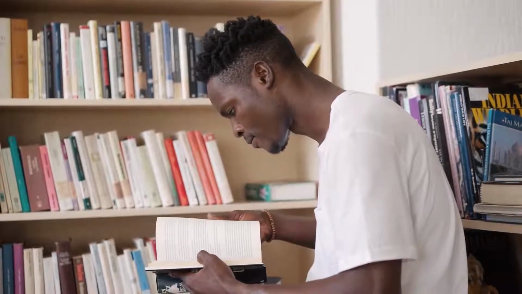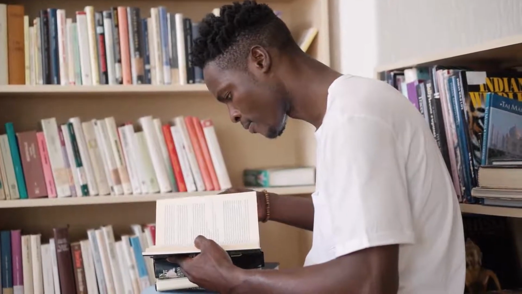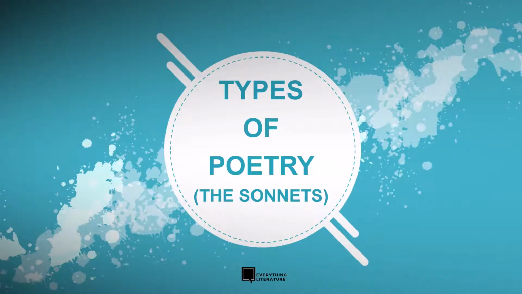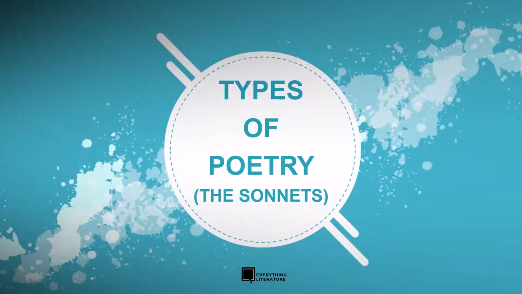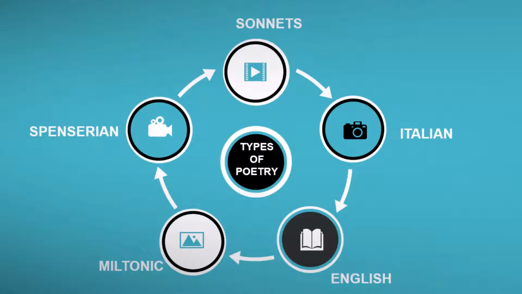Hence, the focus for today's class will be on types of poetry. Specifically, we'll be talking about sonnets. Mention them: the Italian sonnets, the English sonnets, the Miltonic sonnets, the Spenserian sonnets. I guess you thought we only have the Shakespearean sonnet. You never knew we had something like the Miltonic or the Spenserian. Wow. So that means we'll be taking a look at these four types of sonnets.